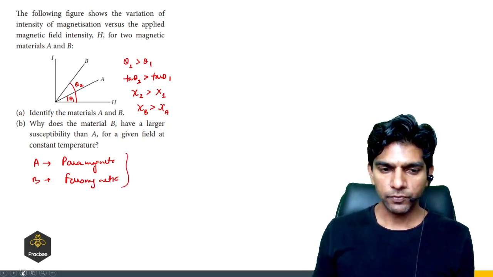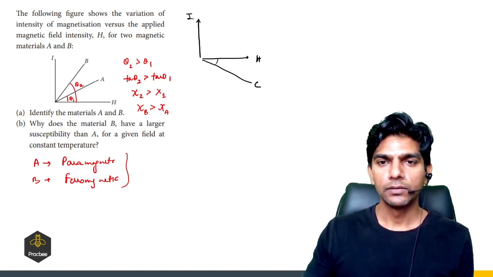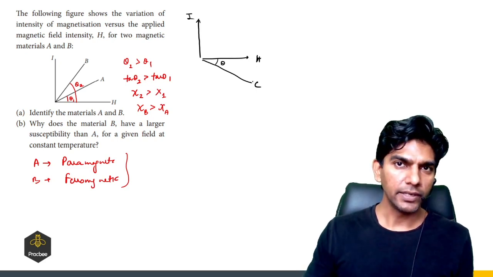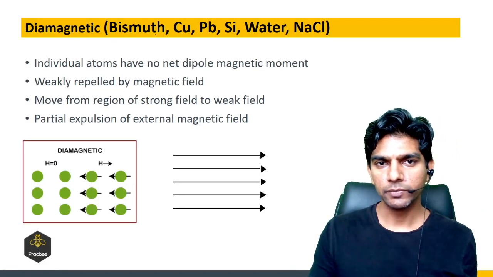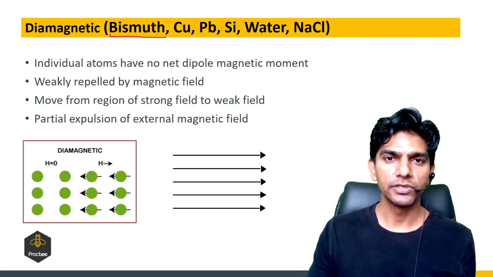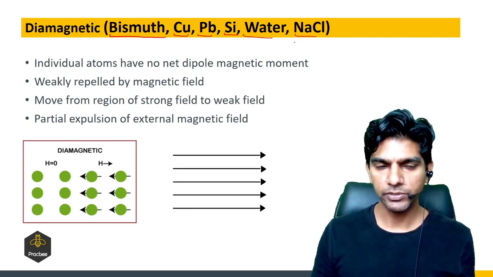And suppose there is a diamagnetic material. In that case the curve for I and H will be in the second quadrant. Let us say there is a material C, so this is the angle theta. So here magnetic susceptibility will be negative. Now let us see what diamagnetic materials are. Just remember the examples of diamagnetic material which can be asked in your exam. Bismuth, copper, lead, silicon, water, sodium chloride, all these are examples.